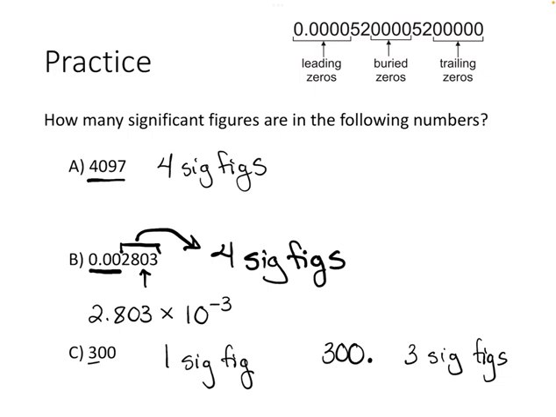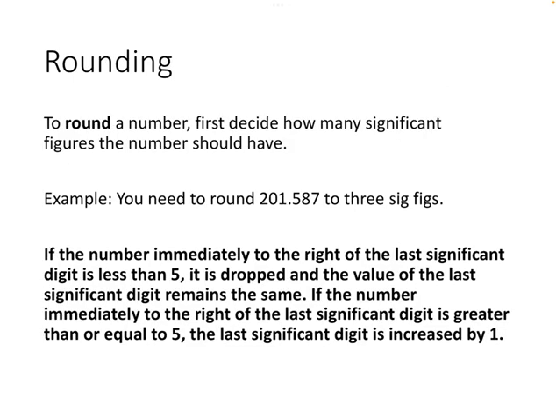Now, sometimes with our measurements, we might have more digits than we really need to express the significant digits. And in that case, we'll need to round the number. So you might recall that when you round a number, if you have a 5 immediately after the number you're rounding, you round up. If you have something less than 5, then you round down, right?